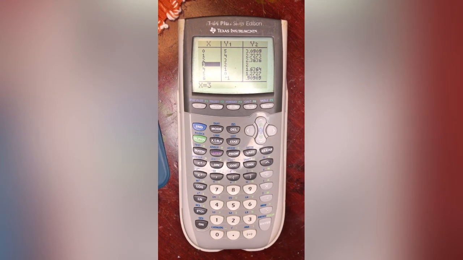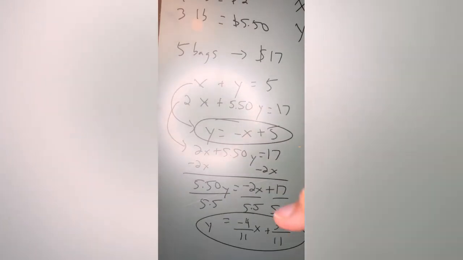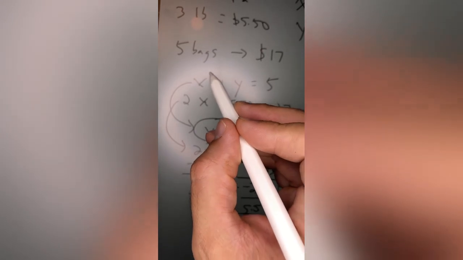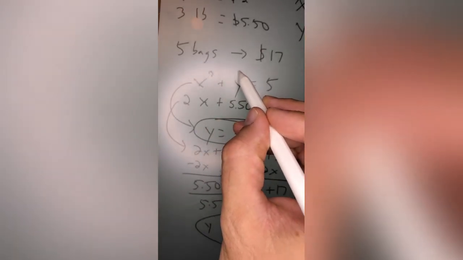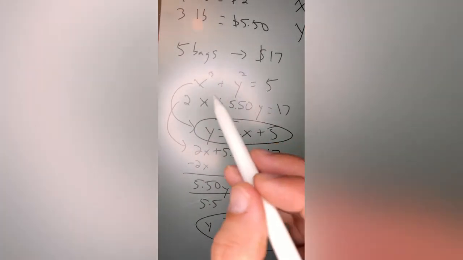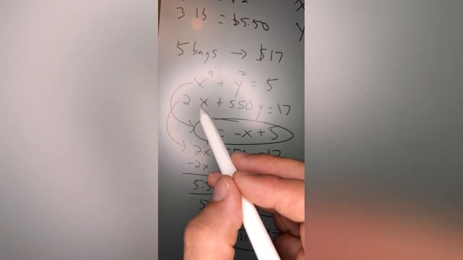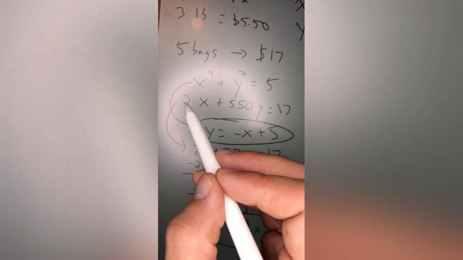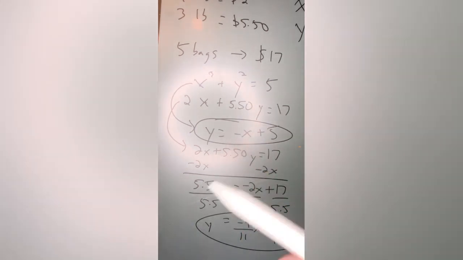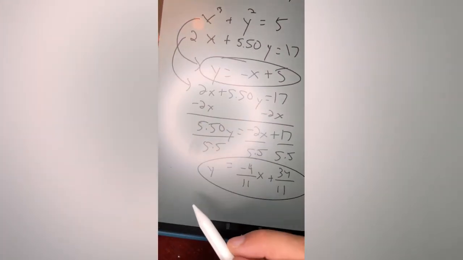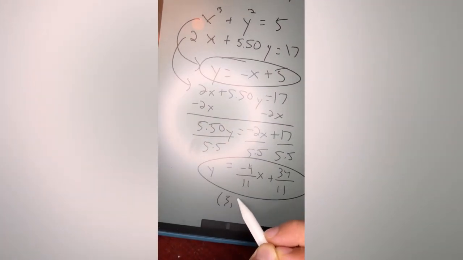And the way I can double check that, if I go back to my work here, is if I put a 3 in for x and a 2 in for y, 3 plus 2 is still 5. With a 3 in there, 3 times 2 is 6, and then 2 times 5.5 is 11, and 6 plus 11 equals 17, so that's right. So my answer in that case is going to be 3, 2.